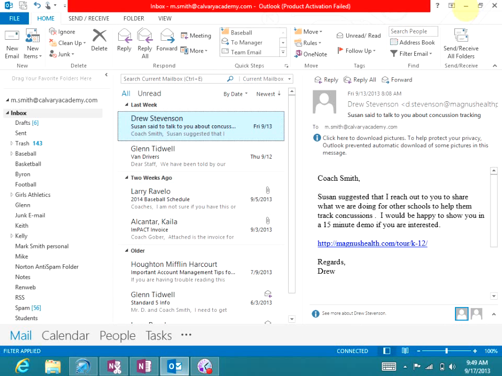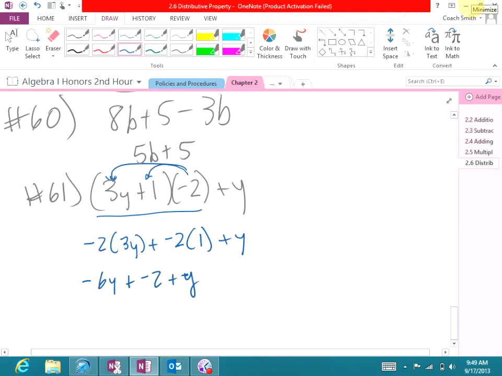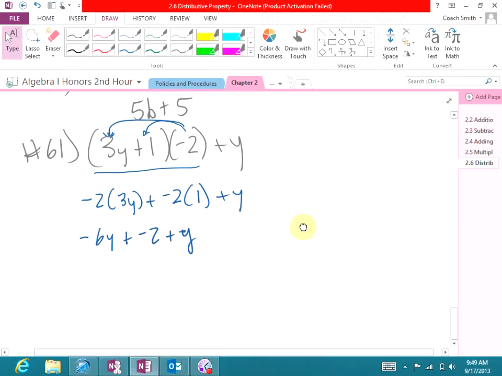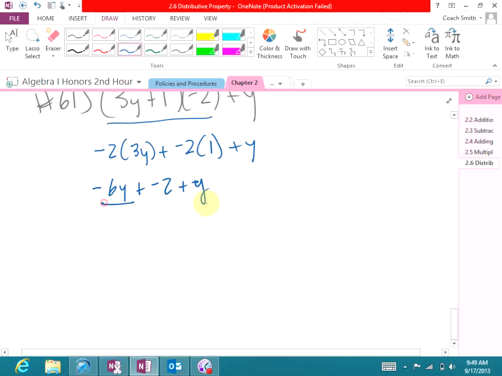Okay, now I can take and combine those two like terms. So that's a positive 1y and a negative 6y. So that would be negative 5y plus negative 2. The plus and negative is the same thing as a minus. So 5y minus 2. And that's your answer.